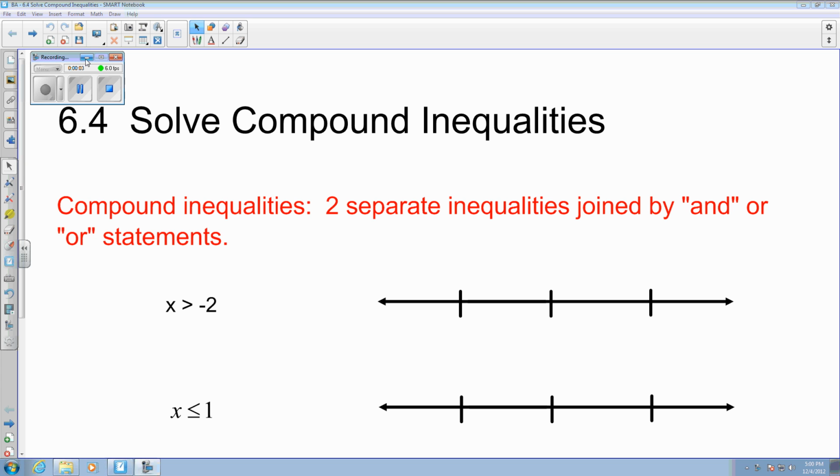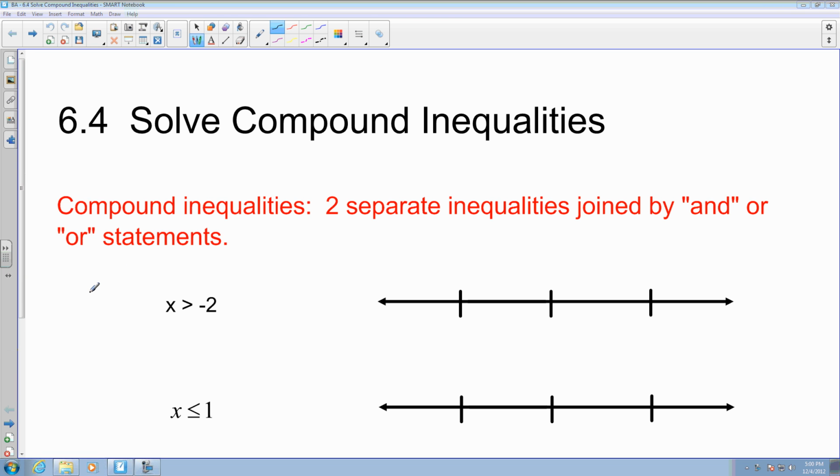Alrighty, so we are continuing our quest to solve for inequalities. We are in section 6.4, and 6.4 concentrates on solving compound inequalities. Compound inequalities are two separate inequalities joined together by what are called and, which is right here, or statements. Now you're probably asking, what are and or statements?